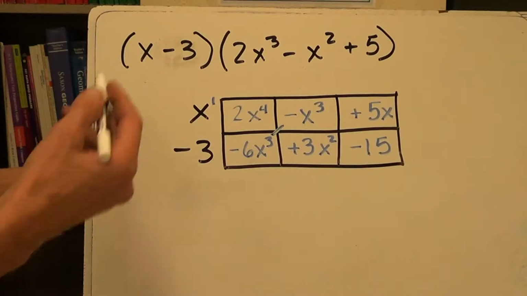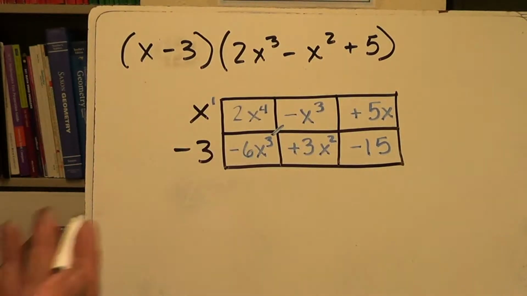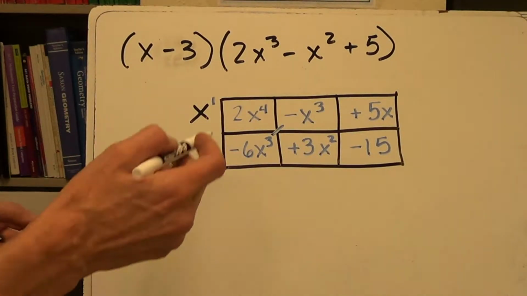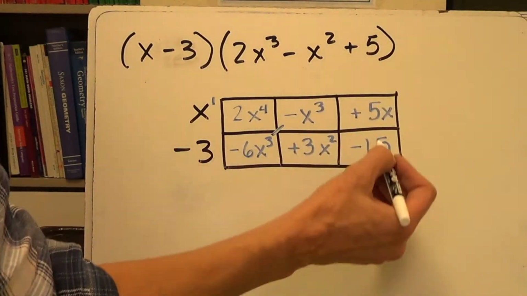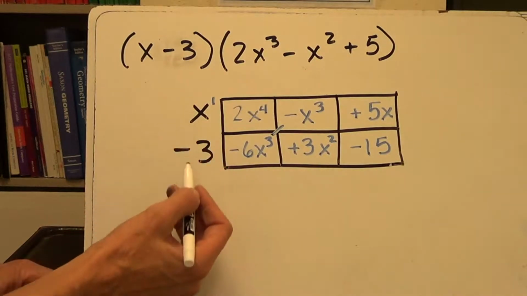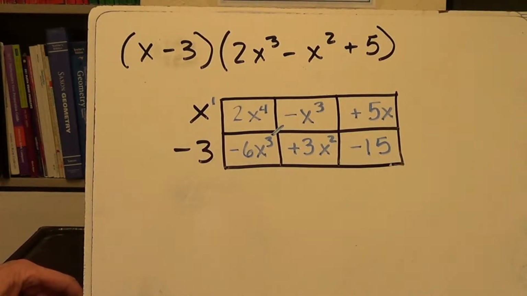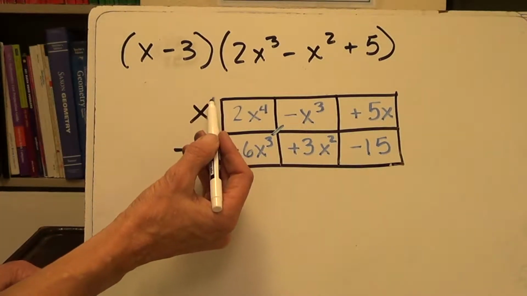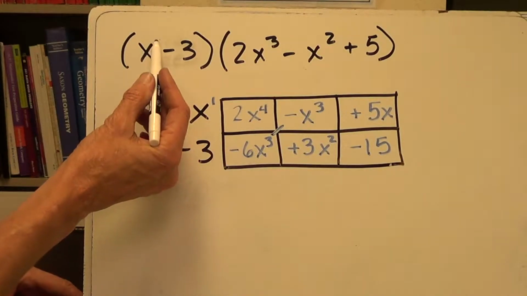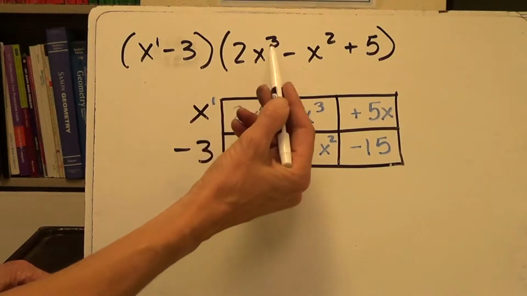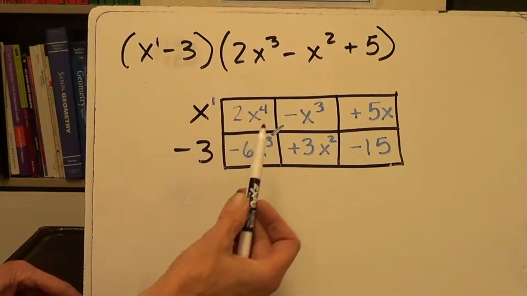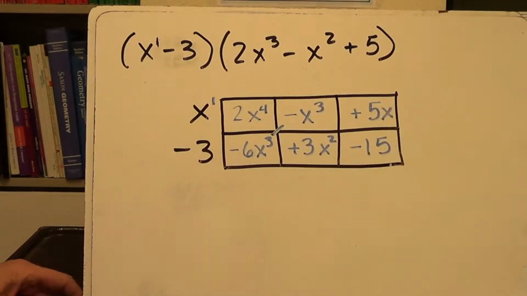So let's look at some of these. Here is a binomial times a trinomial. I do it the same way. In fact, I'm a little bit lazy. I draw the box right underneath the trinomial so I can just drop the terms as I'm multiplying, and I write the binomial over here. So remember, anytime you have x to the first power, it won't show that exponent. And remember, when you multiply, you do add the exponents. So this would be 2x to the fourth, negative x cubed, and so on.